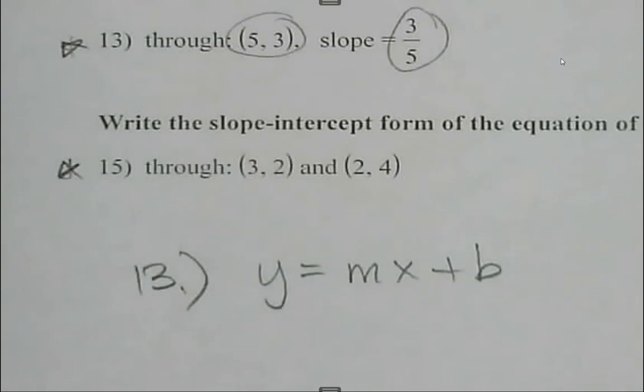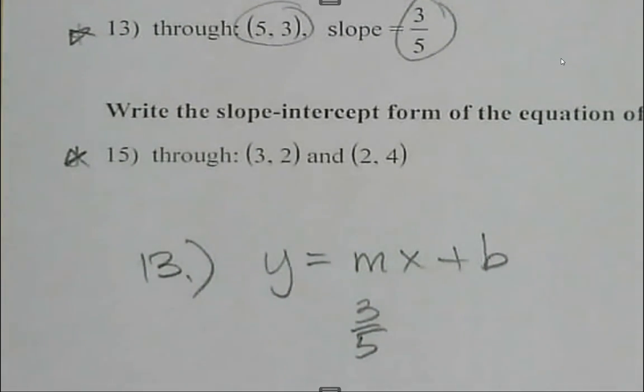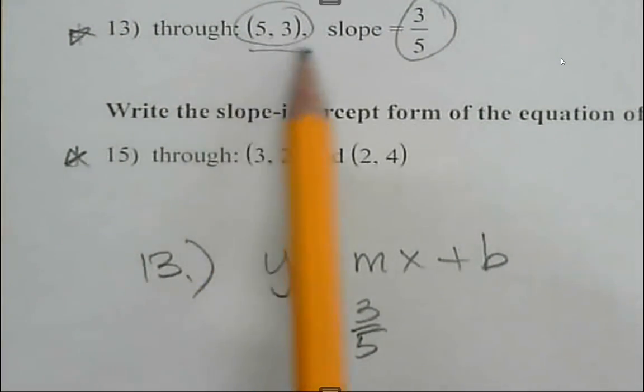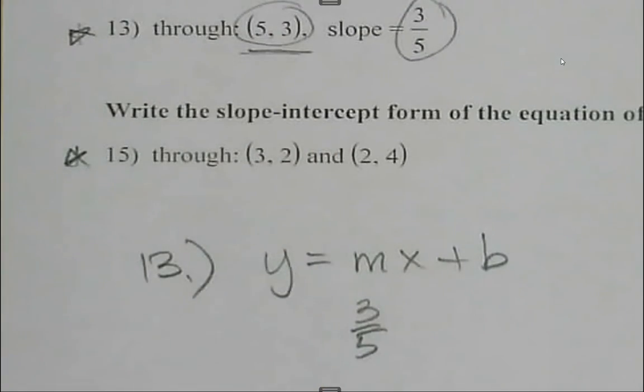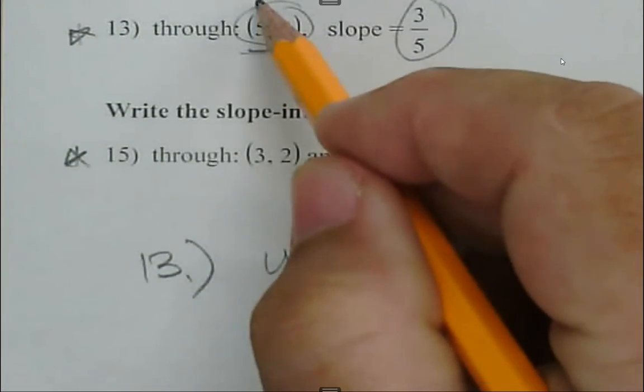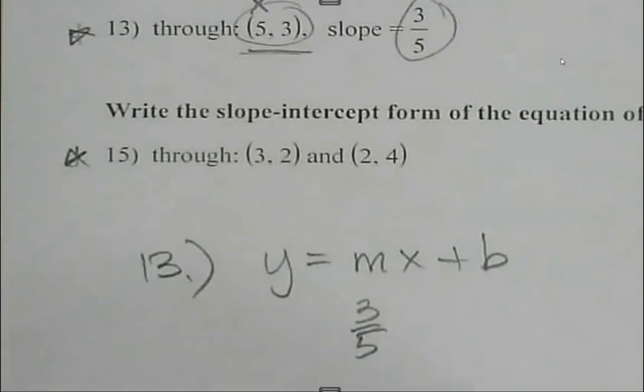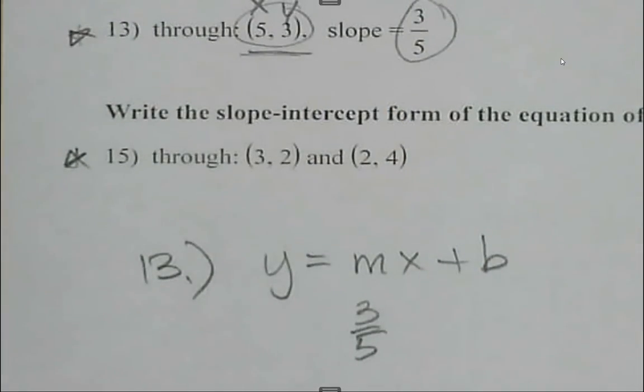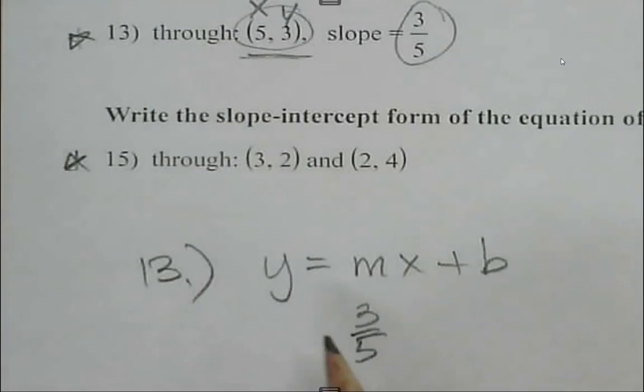So let's fill in what we know. Okay, we know that the slope is 3/5. So I'm going to go ahead and put that right there. Okay, we do not have, however, the y-intercept. All we're told is that it goes through this particular point right here. Well, let's think about the way ordered pairs work. With ordered pairs, this 5 is my x term, and this 3 is my y term. So if you look down at our slope-intercept form, we just happen to have a y, and we just happen to have an x. We just don't know what b is.